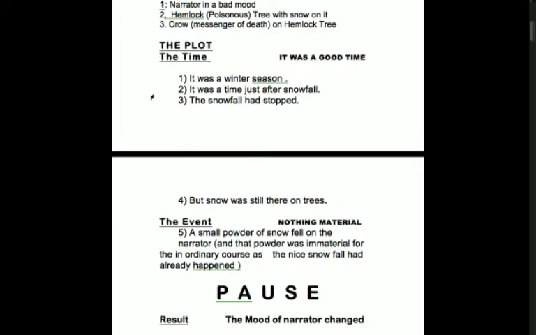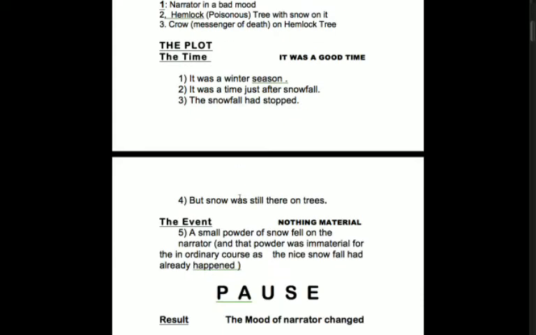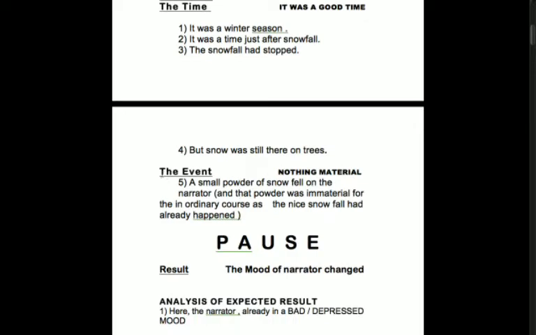Now, if we look, these are the characters and objects, and this is the plot, what had been created in the first stanza. And the event, which is nothing material, an immaterial event: a small powder of snow fell on the narrator. Why do I call it immaterial? Because that powder was immaterial in the ordinary course, as the nice snowfall had already happened. So after a huge good snowfall, when the snow is there on the tree, the fall of one dust of snow or one very small particle of snow on any person cannot give very good happiness, or be a good gift for any person. So it was not much material.